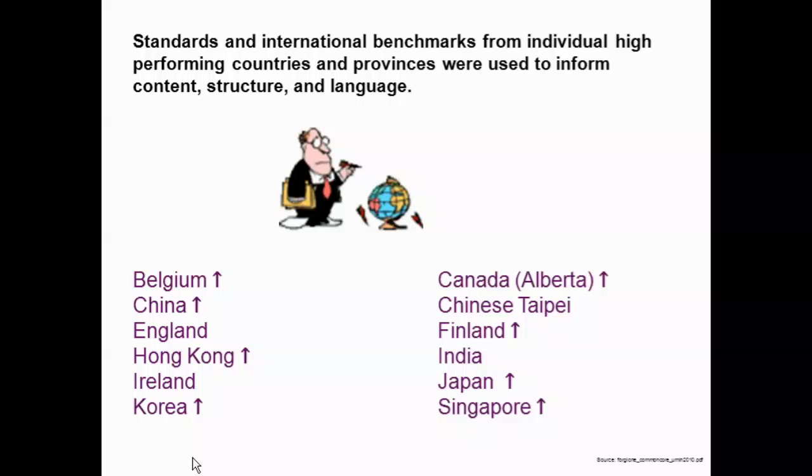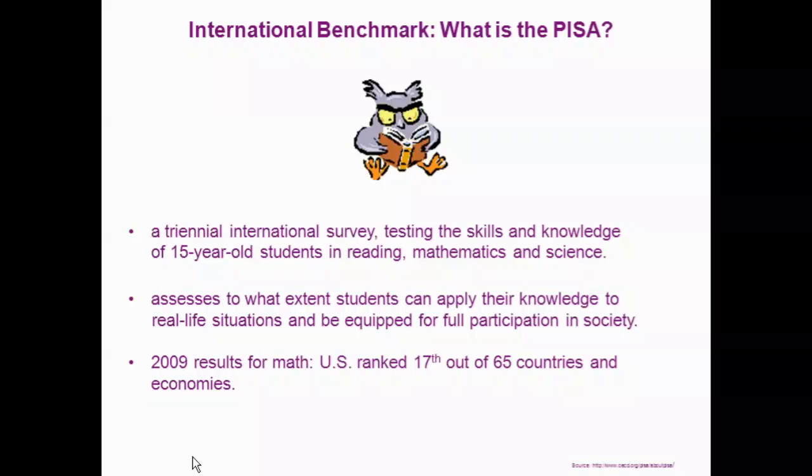So as you look at the list of countries, you'll see that vertical ray, there's the math terminology for you, or that arrow next to certain countries. And that arrow represents the countries that performed higher than the United States on one of the international benchmarks called the PISA. So what is the PISA? The PISA stands for the Program for International Student Assessment. And every 3 years, they test 15-year-olds in reading, math, and science.